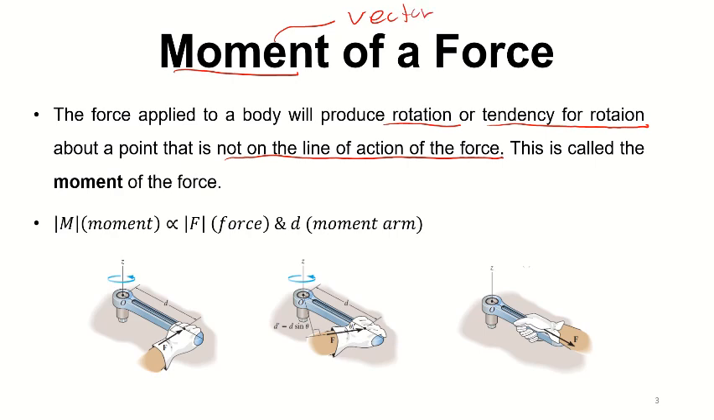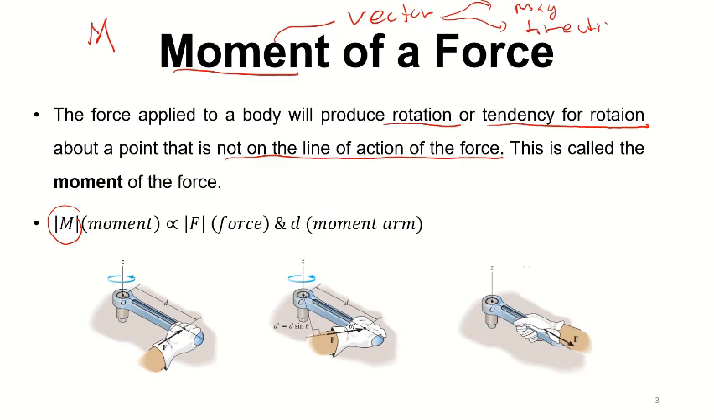So whenever we say this is a vector, we know that it has two things, right? It has a magnitude and it has a direction. So the moment of a force, or the moment or torque, is a vector. We usually designate the moment by M, right? So the magnitude of the moment, the absolute value of M, is proportional to the magnitude of the force F and the perpendicular distance to the line of action of the force from the point or axis of rotation, right?